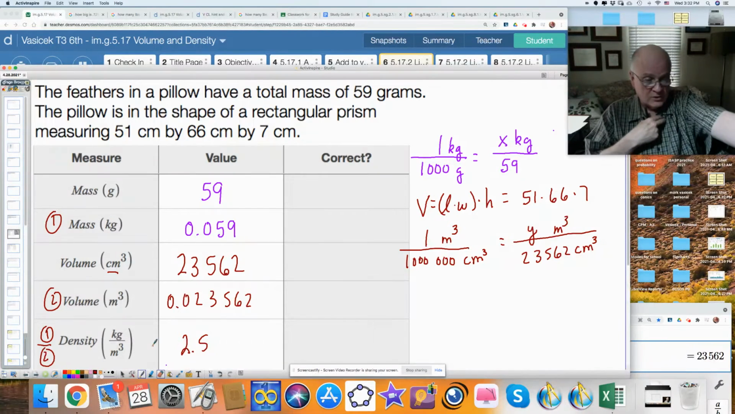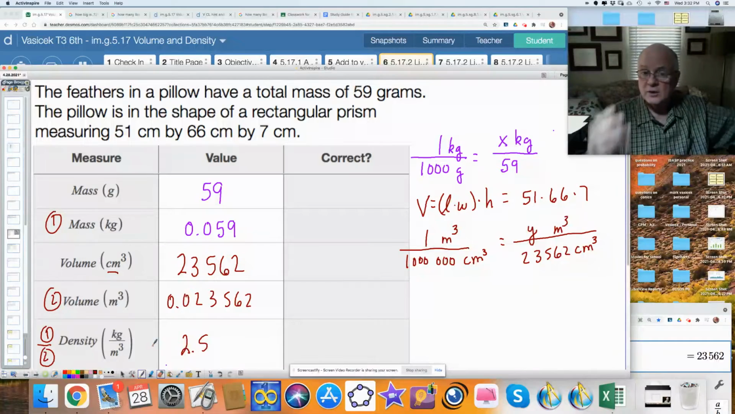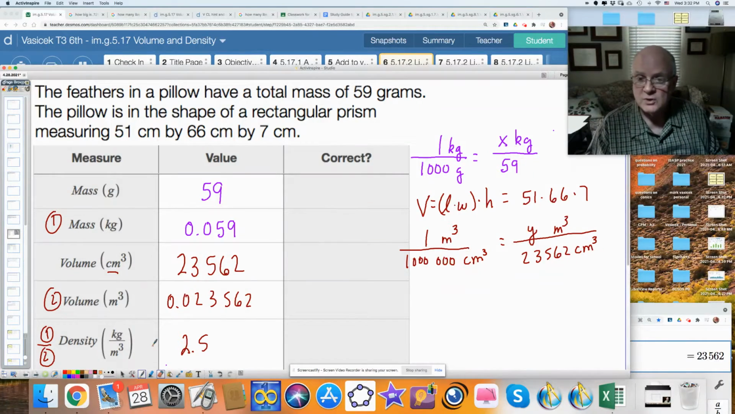Now, a meter cubed is like the distance of my arm, distance of my arm, distance of my arm going down. That would be a meter cubed. How much is 2.5 kilograms? That's about 5.5 pounds. I could lift this. I'm okay with that. I could lift that.